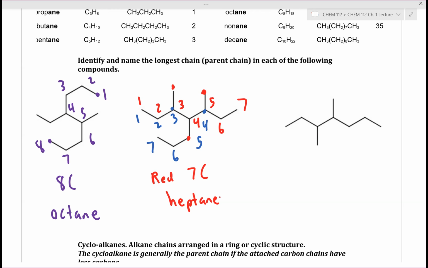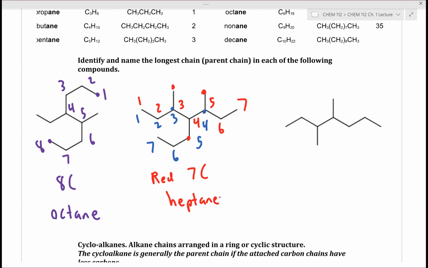Does that make sense? Perfect. So the reason why we're deciding between 2 heptane chains is we're going to use these numbers to tell us the exact position of each substituent. And we need this numbering system to fully name our compound.